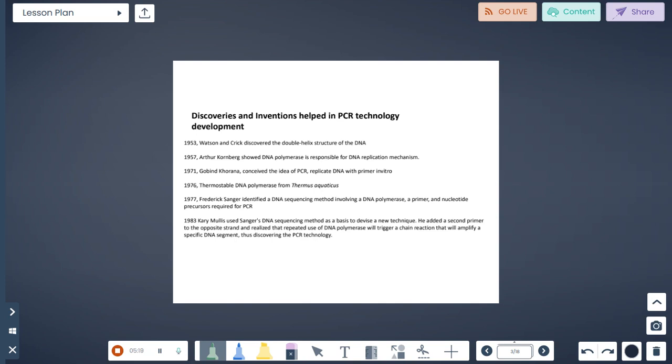That is how he achieved product formation in an exponential manner. That is why he got a Nobel Prize also. The repeatability also became very easy. Initially, Kary Mullis was using DNA polymerase.